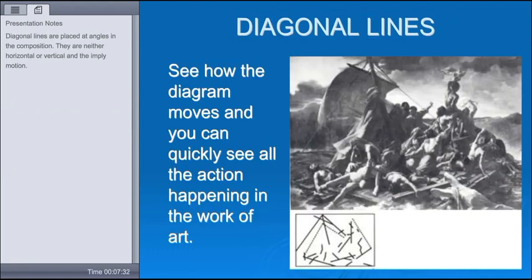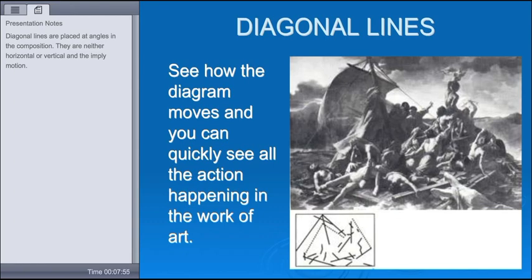Diagonal lines are placed at an angle in the composition. They are neither horizontal nor vertical, and they imply motion. Now this painting, look at the diagram below. You see it's triangles. When we get to the Romantic period, we'll identify this painting for you, and it's painted in color. But usually this is said to have 2 triangles, the triangle of death and the triangle of life.